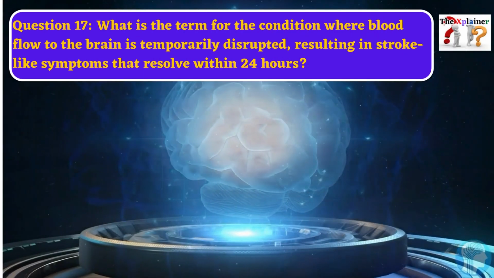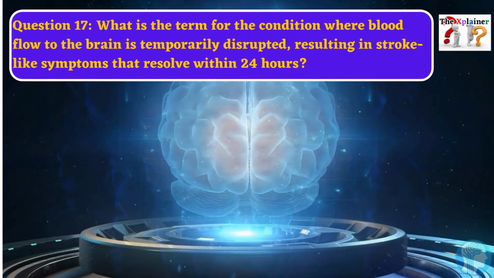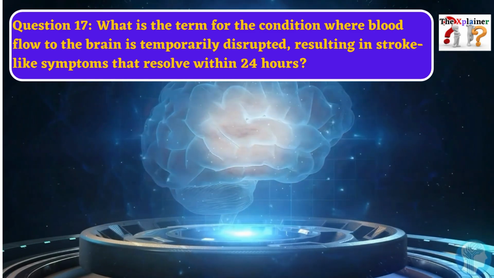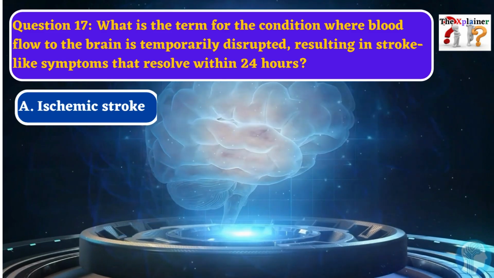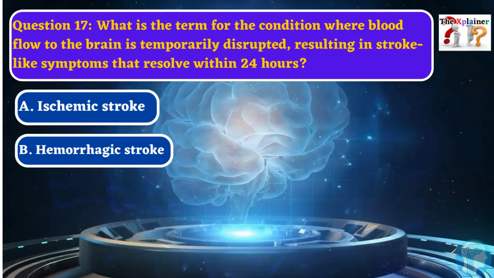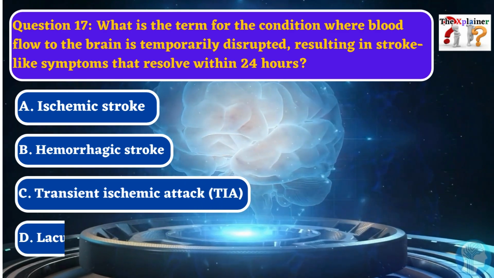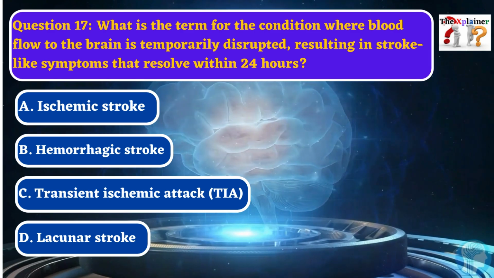Question 17. What is the term for the condition where blood flow to the brain is temporarily disrupted, resulting in stroke-like symptoms that resolve within 24 hours? A. Ischemic stroke. B. Hemorrhagic stroke. C. Transient ischemic attack, TIA. D. Lacunar stroke.